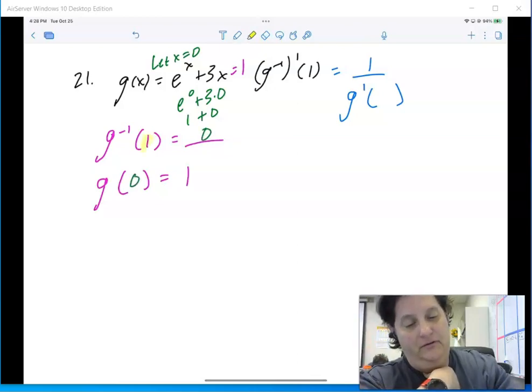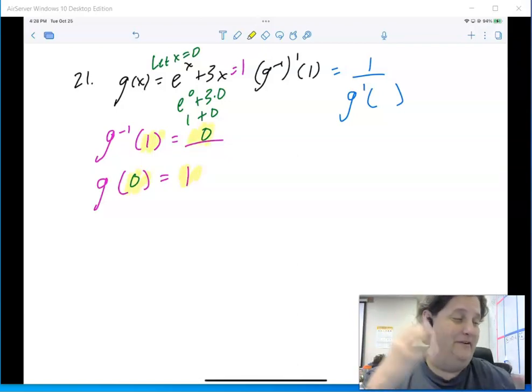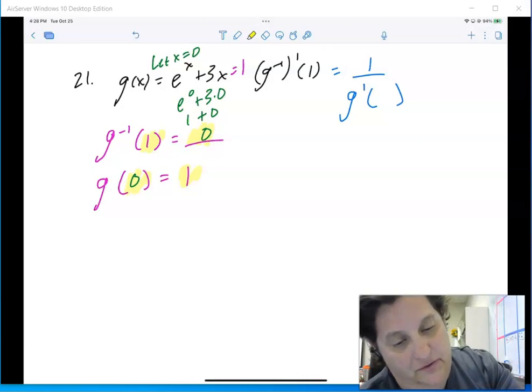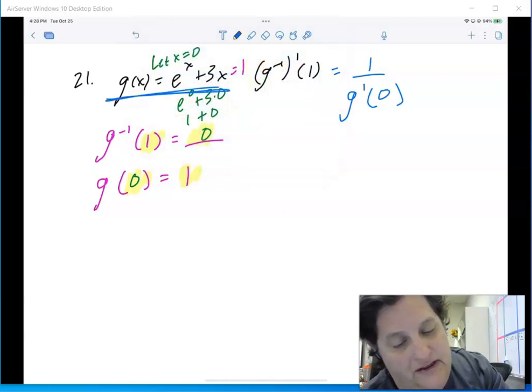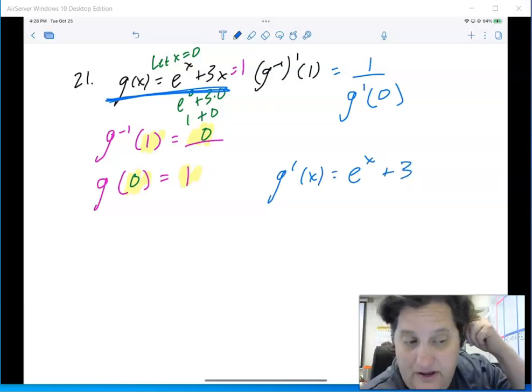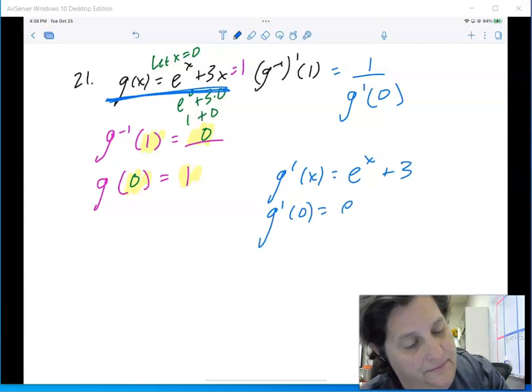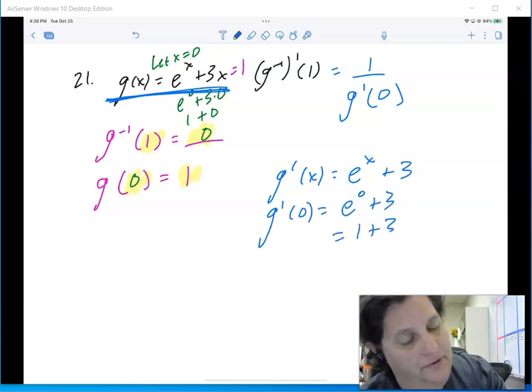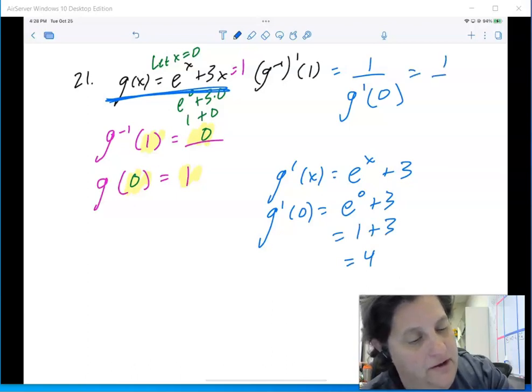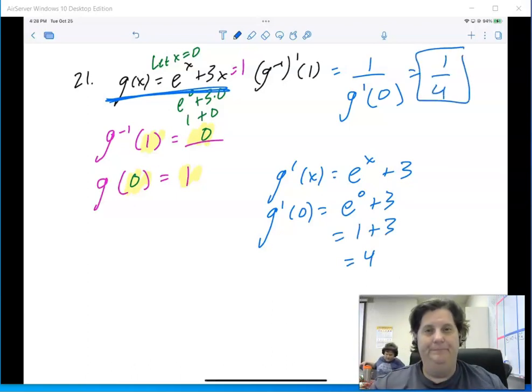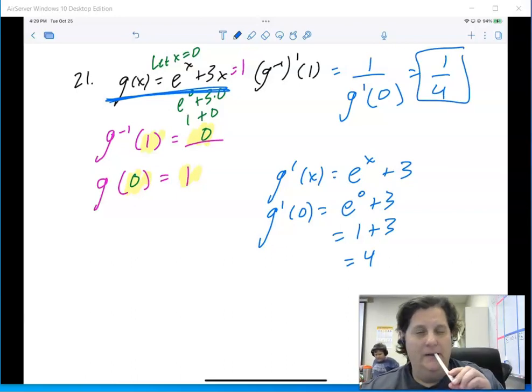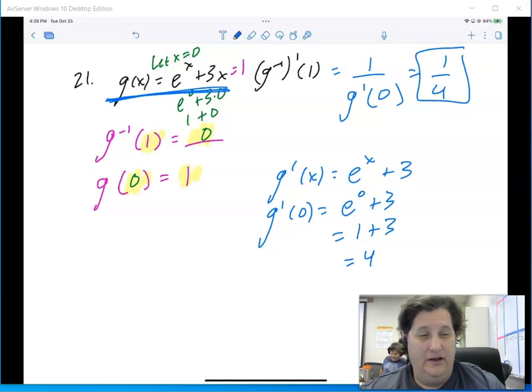That's my magic point. If it's expecting you to do it without a calculator, it means it's probably a relatively simple answer that you can kind of just think through. Okay, so (1, 0). So the derivative at 0, so let's take this, g prime. The derivative of e to the x is e to the x. The derivative of 3x is 3. Evaluate that at 0. I get 1 plus 3, which is 4. So my answer is 1 over 4. Very, very good example of, I lost my words for a minute, a good example of an inverse function. Okay?